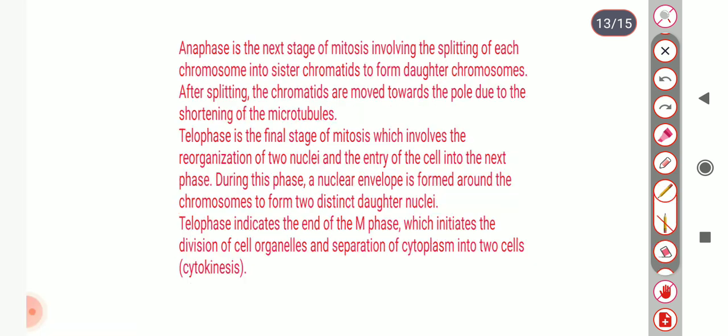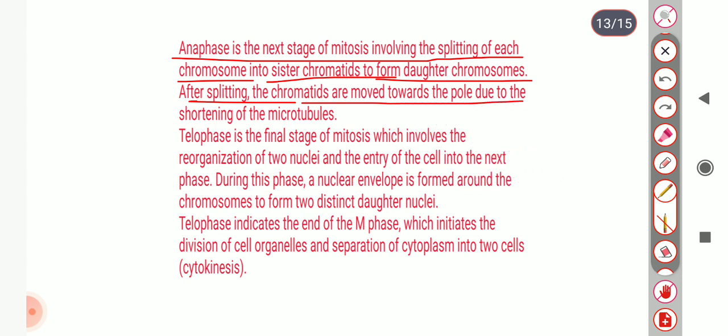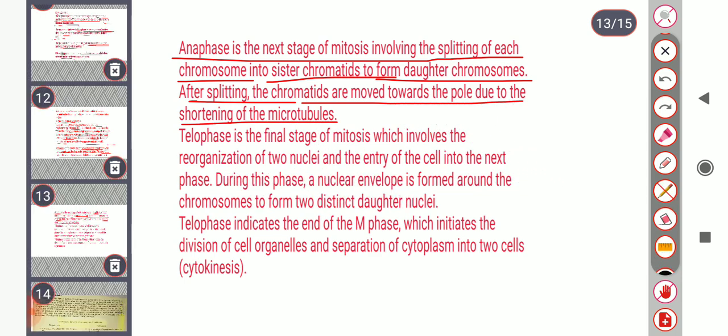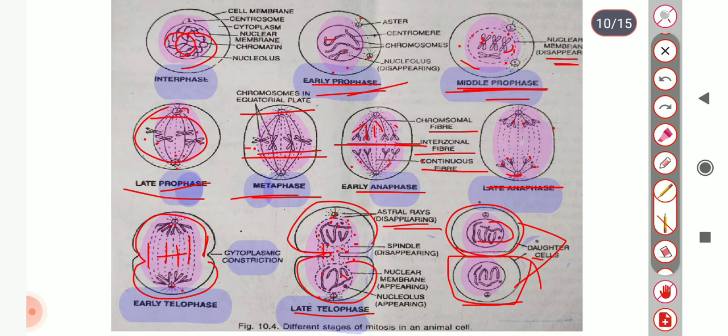Anaphase is the next stage of mitosis. It involves the splitting of each chromosome into sister chromatids to form daughter chromosomes. After splitting, the chromatids move toward the poles due to the shortening of microtubules. You can see these are the structure of anaphase. Early anaphase is the splitting of chromatids. You can see these are the chromatids and these are separated. And these chromatids move to late anaphase. You can see this chromatid has moved to the pole.